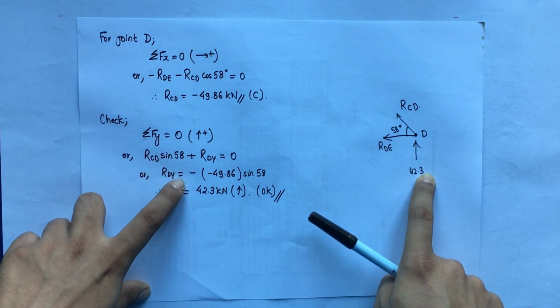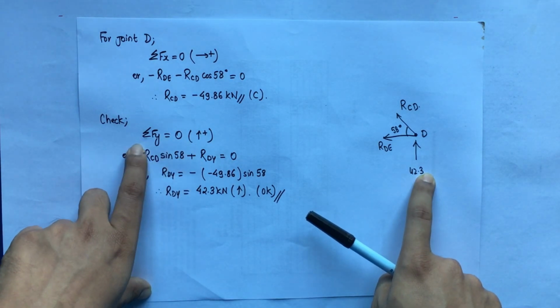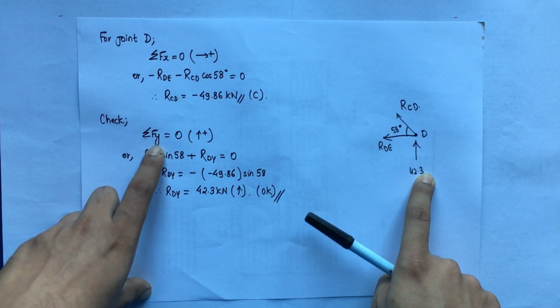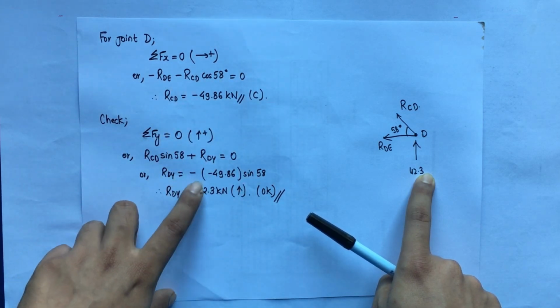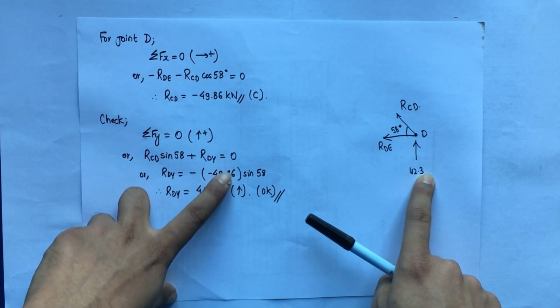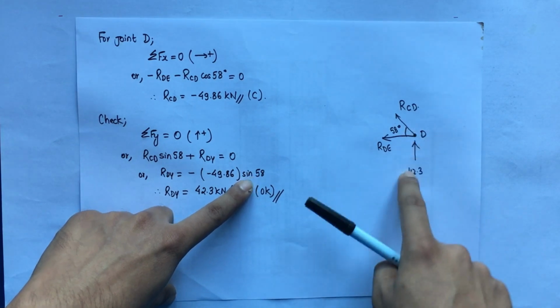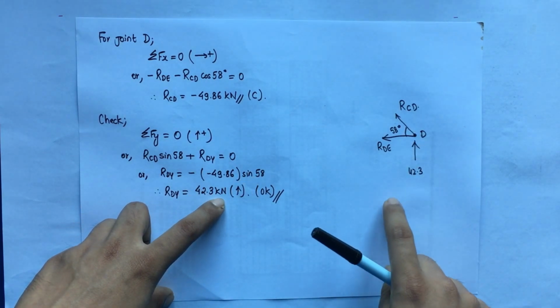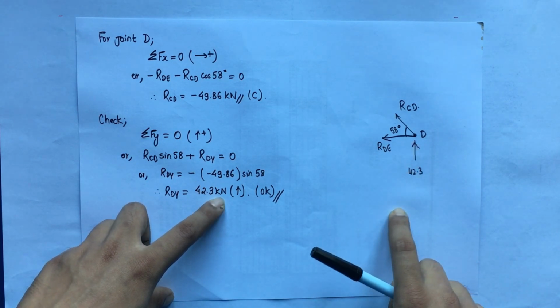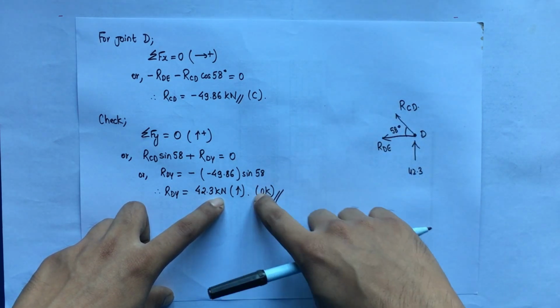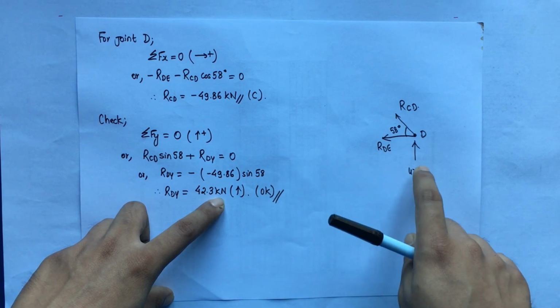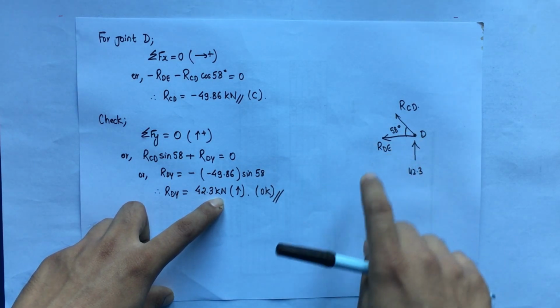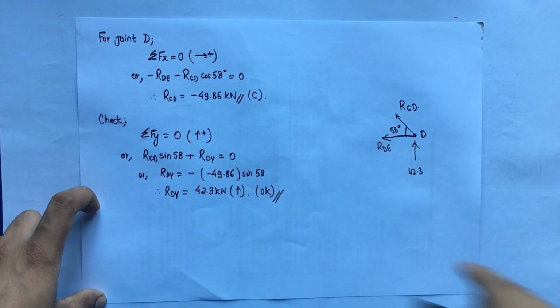So RDY is equal to minus, taking this value to right hand side, minus RCD being a compressive type, so 49.86 minus sine 58, the normal component, we get this value as 42.3 kilonewton, which was the value that we computed while calculating the reaction. So the member force that we have computed from point A and coming to joint D is correct. In this way we can cross check the value.